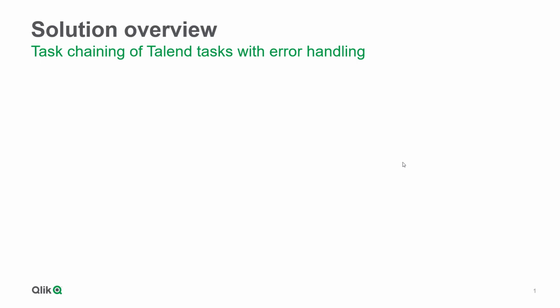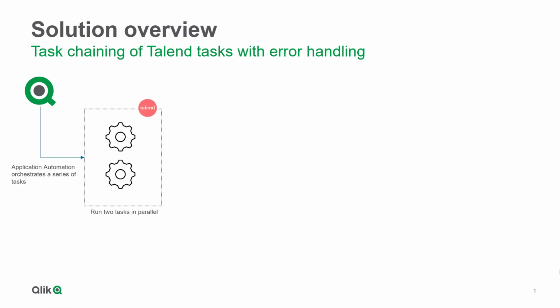This demo is going to show how Qlik Application Automation can be used for task orchestration and task chaining. So in this demo, we will have a Qlik Application Automation orchestrating a series of tasks. There are going to be two tasks in Talend Cloud that are going to be run at the same time.